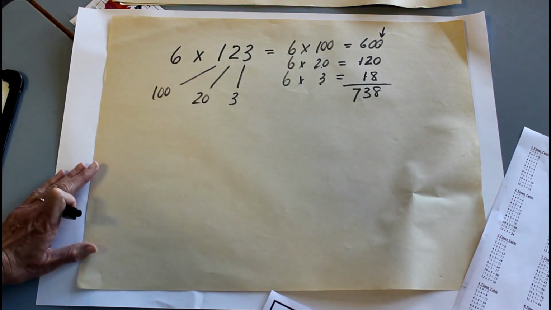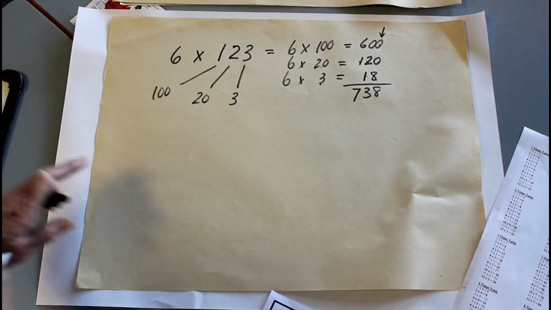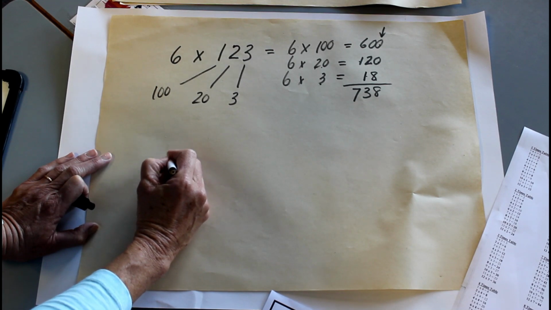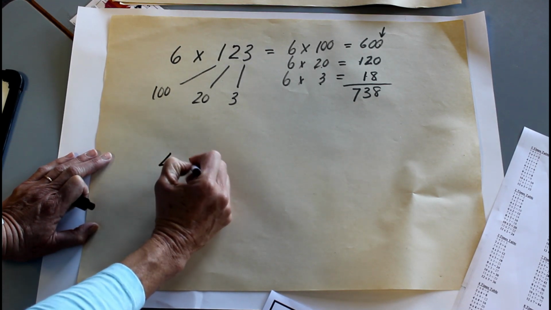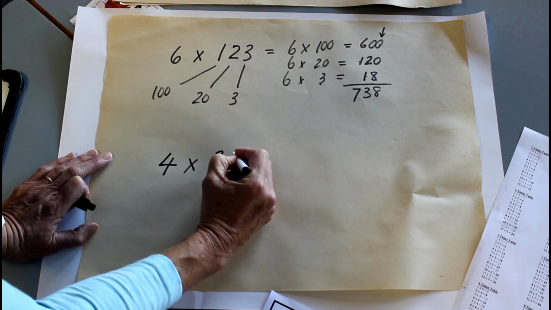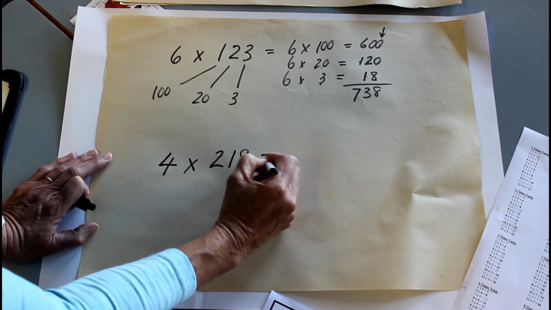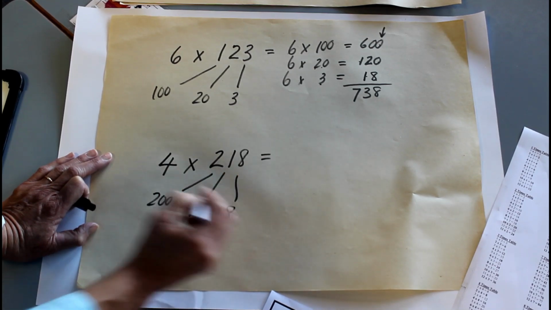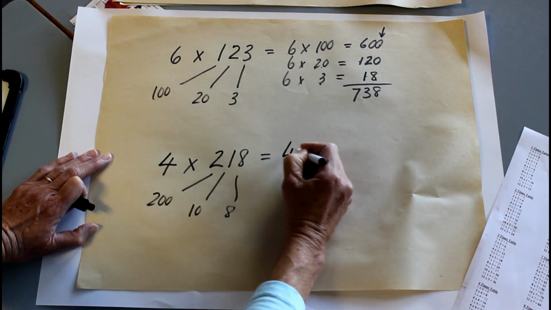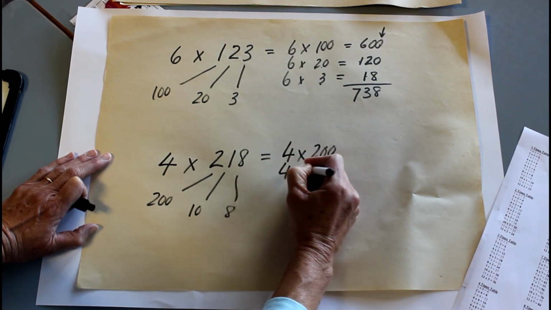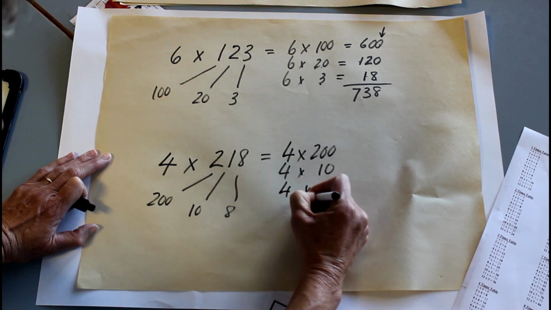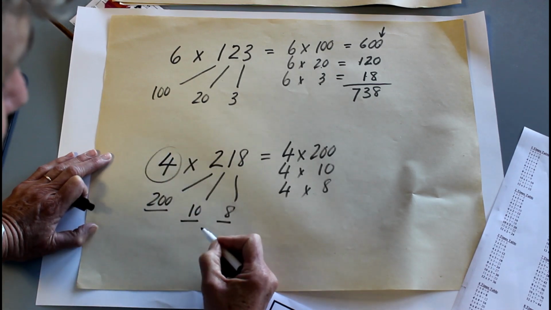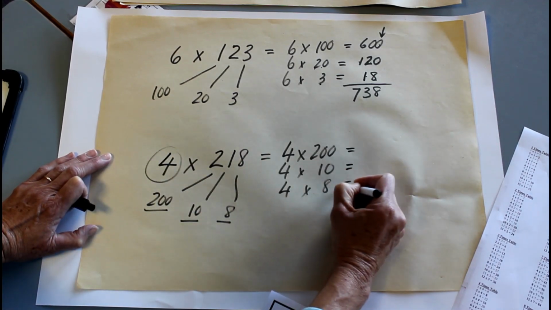Let's do another one just to make sure we've got this right. Okay, let's do 4 times 218. So I've got a 200, I've got a 10, and I've got an 8. Let's rewrite it. 4 times 200, 4 times 10, and 4 times 8. I've done the 200, the 10, and the 8, and I've multiplied them all by the 4. Let's do our equal signs.